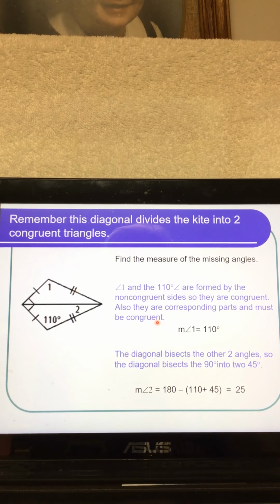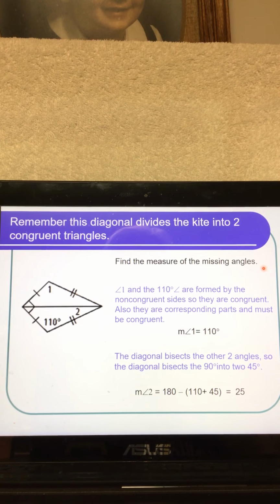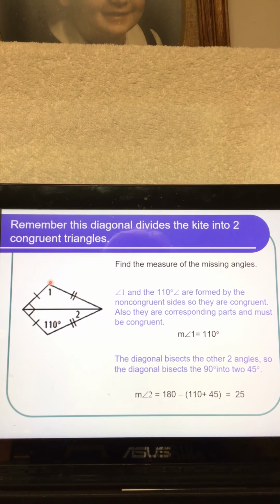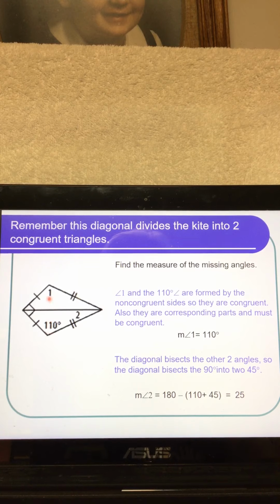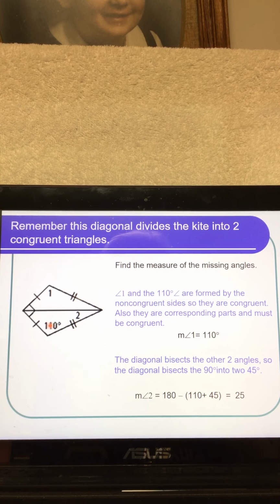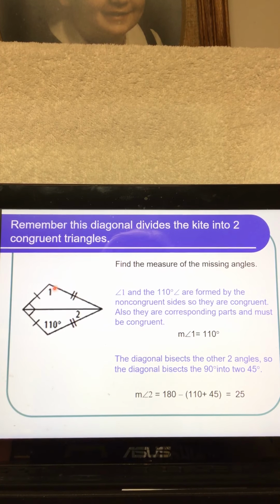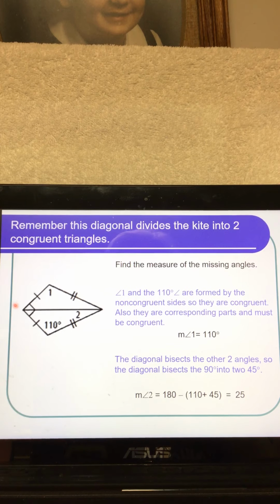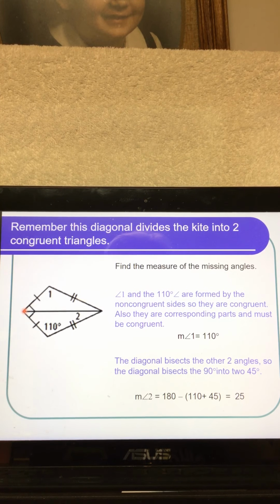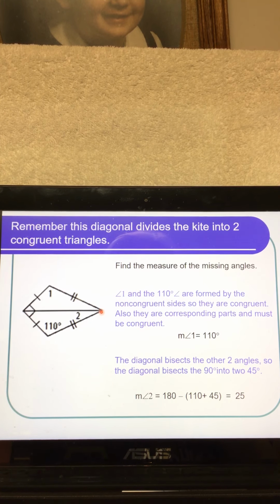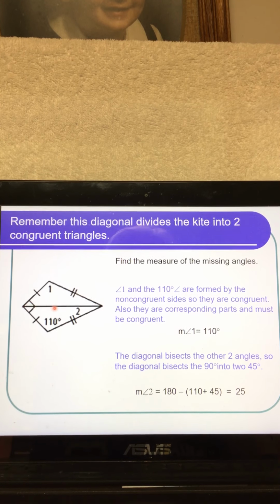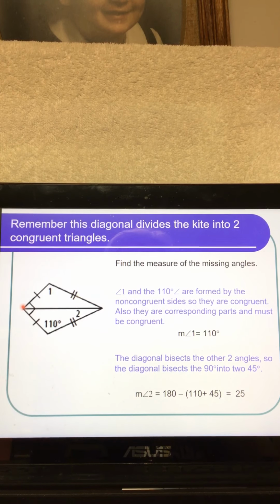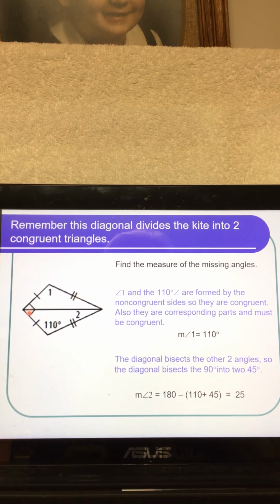So let's see if we can work this problem. It says find the measure of the missing angles. Okay, non-congruent sides are meeting, so the angles are congruent. So very quickly, I'm going to know that angle 1 measures 110. There's that diagonal that goes between where the congruent sides meet.